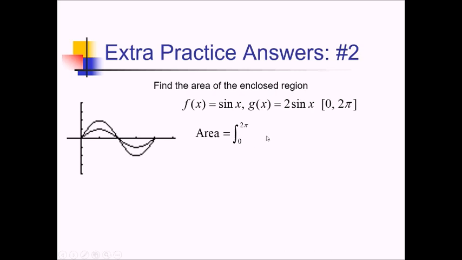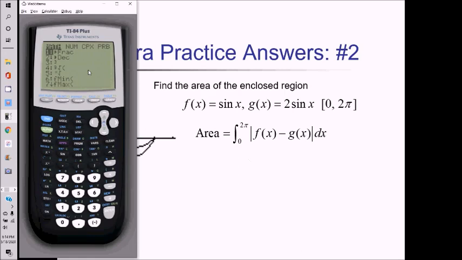I'm going to do that version because I am using a calculator, so I can just let my calculator figure it out. I'll have the absolute value of f of x minus g of x dx, and let me make that happen on the calculator. I'm going to do math 9 for integral. We're doing 0 to 2 pi. In here, alpha window is going to let me get absolute value out of that menu. And now I'm going to do y1 minus y2 because that's where I stored my two functions.